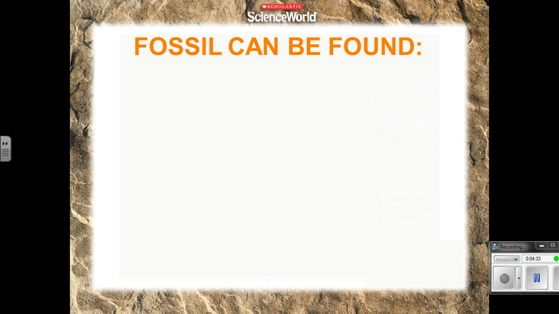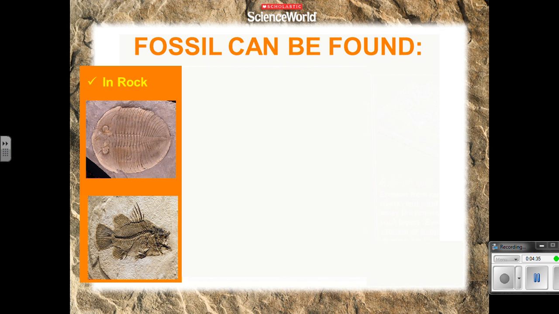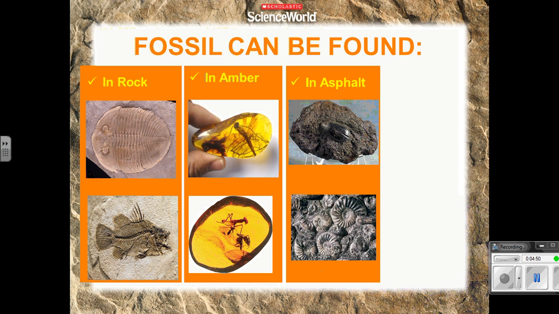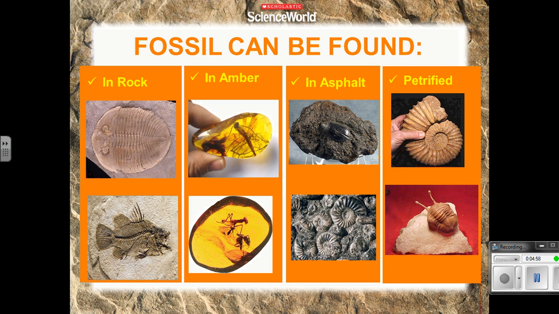All right, fossils can be found in a couple of different areas. One, they can be found in rock. Here is an example of two types of fossils that were found in rock. They can be found in amber, and we'll talk about what amber is in a little bit. They also can be found in asphalt, which is like the roads and things of that nature. And they can be petrified, and that doesn't mean scared, but we'll talk about that as well.